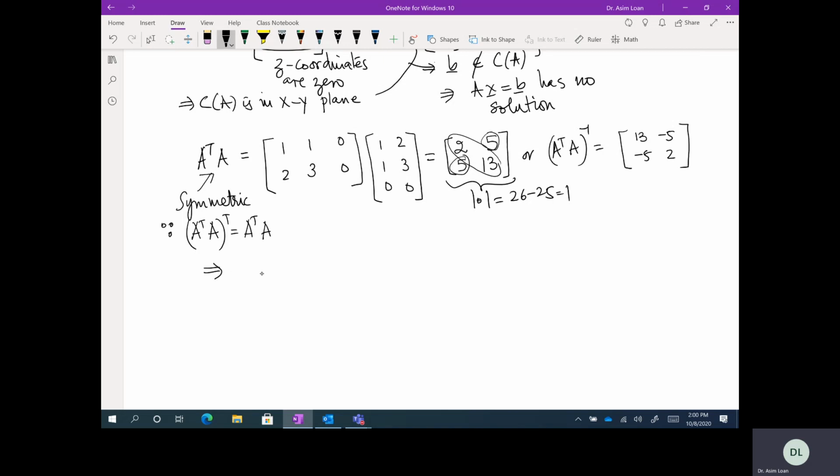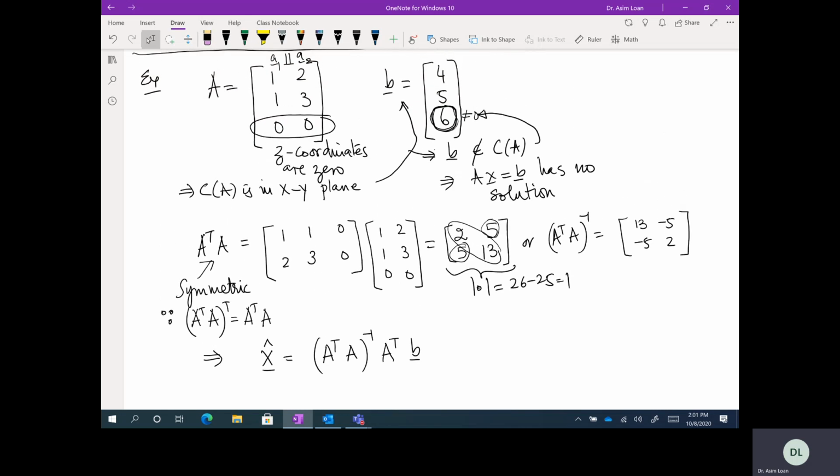Okay. So what is x hat? This implies x hat is (A transpose A) whole inverse into A transpose B. And what is A transpose B? Maybe we calculate A transpose B. So A transpose is equal to [1 2 1; 3 0 0]. And A transpose B equals a column vector. So 4 plus 5, 9. And 4 into 2, 8. 3 into 5, 15. 8 plus 15 is 23.